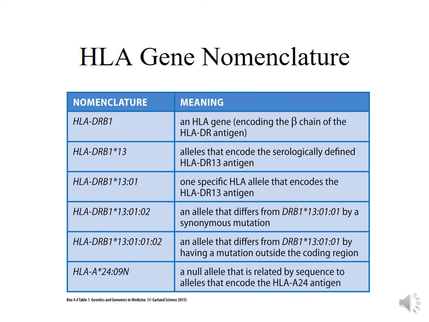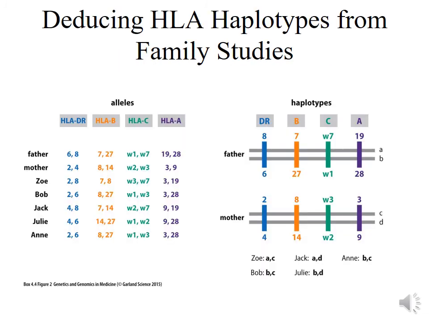A haplotype is a series of alleles at linked loci on an individual chromosome. The haplotypes were first used widely in human genetics with reference to the HLA complex. This table shows the nomenclature and meaning for the HLA alleles. Haplotypes can be deduced from examining family studies.